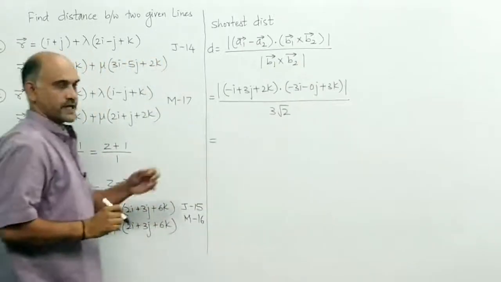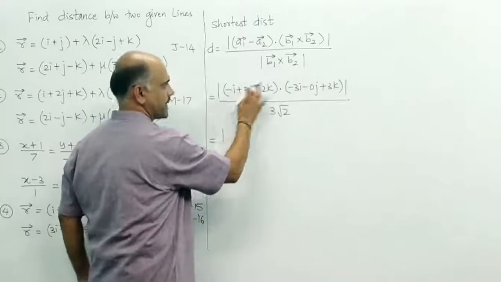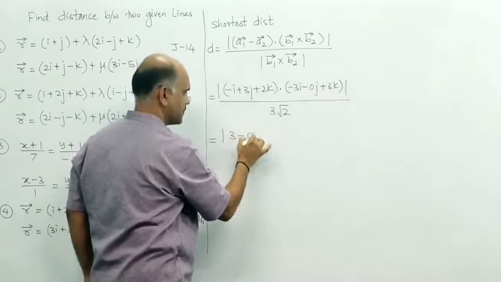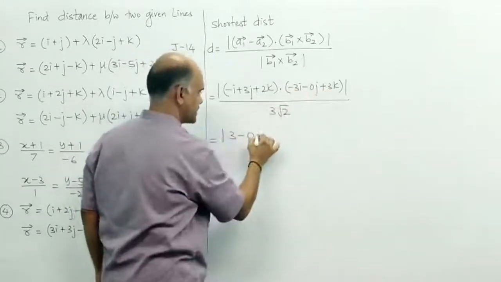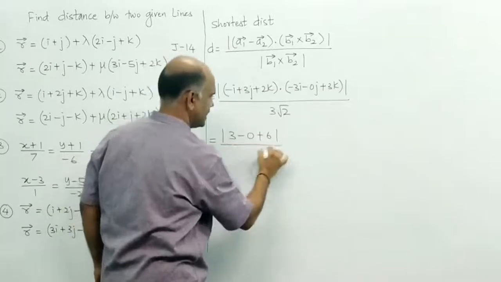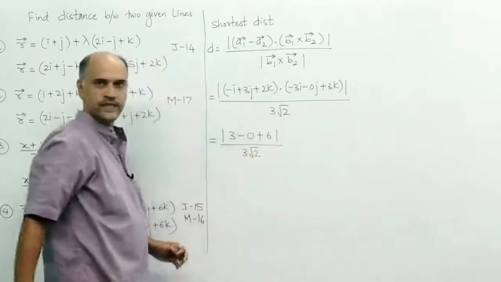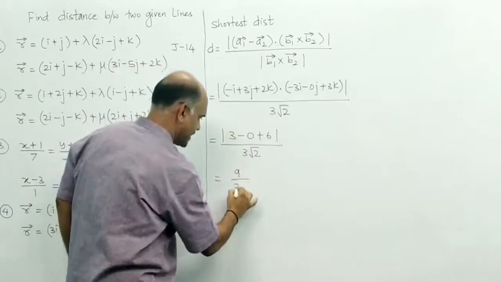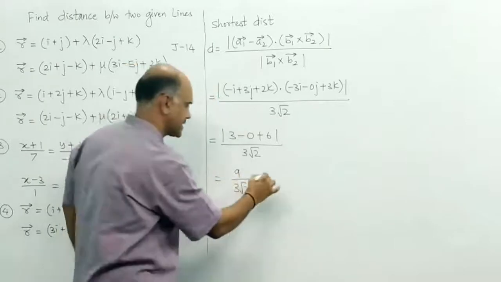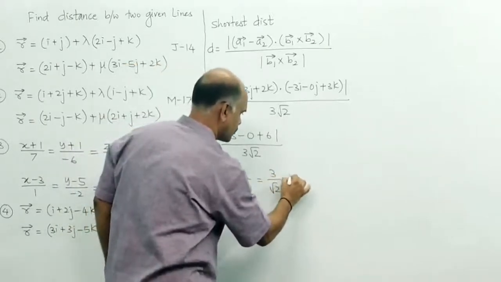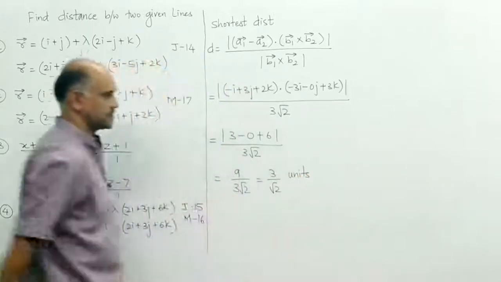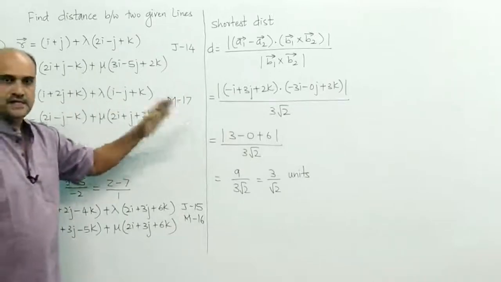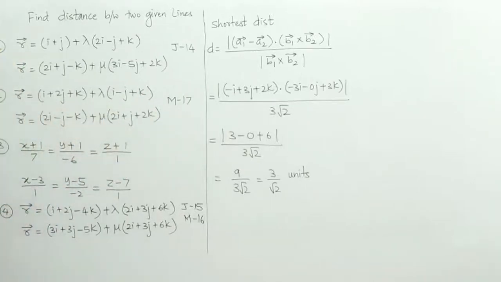So if you take dot product, so this is equal to mod of minus 1 minus 3 plus 3, 3 into 0, 0, 2 into 3, 6 plus 6 divided by 3 root 2. So 6 plus 3 is 9. So you will have 9 divided by 3 root 2, or you can say if you cancel, answer is 3 by root 2 units. Clear, students? Okay.